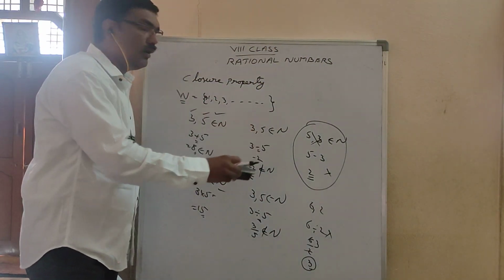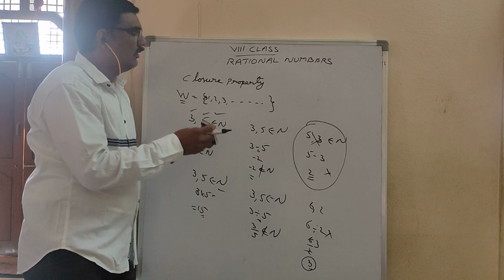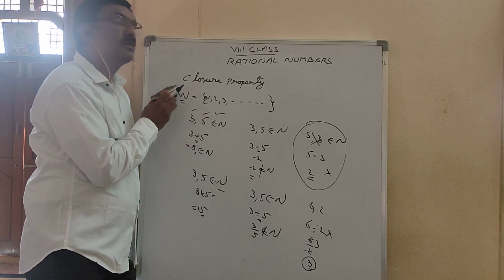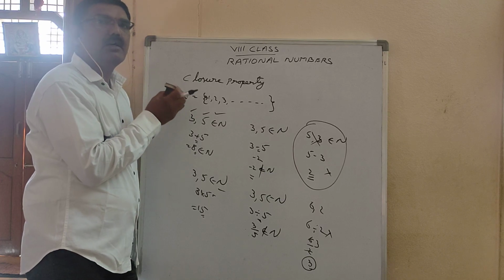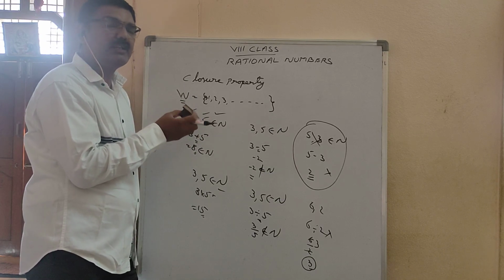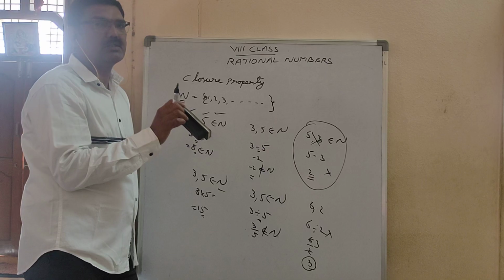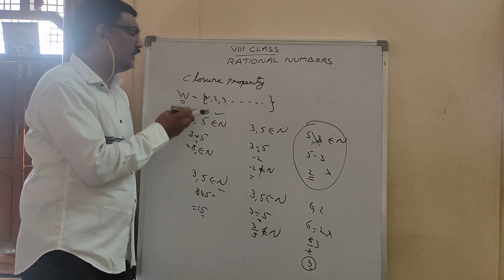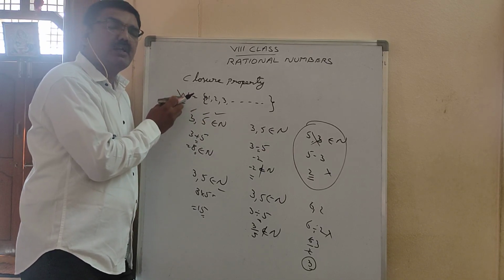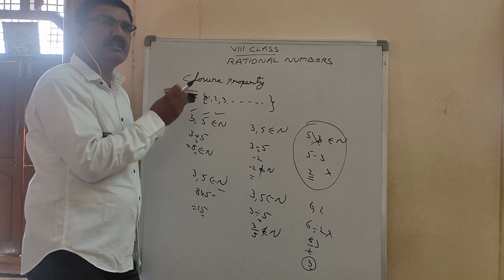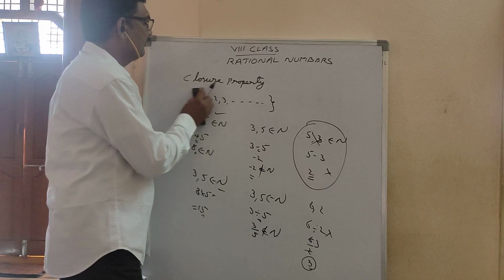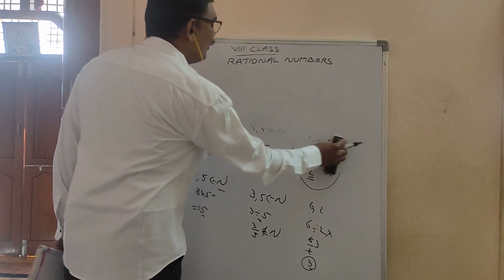So, all you have to do it for is natural numbers, whole numbers, integers, and rational numbers. That's it. Irrational numbers not necessary, real numbers not necessary. Only for natural numbers, whole numbers, integers, and rational numbers you have to perform all of these. Now we will go for the commutative property.